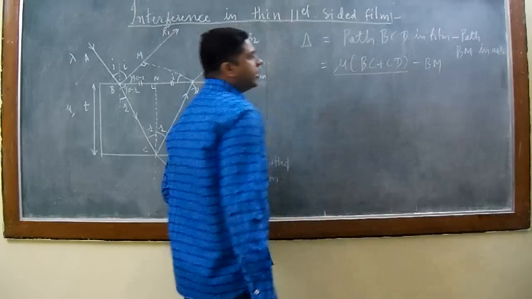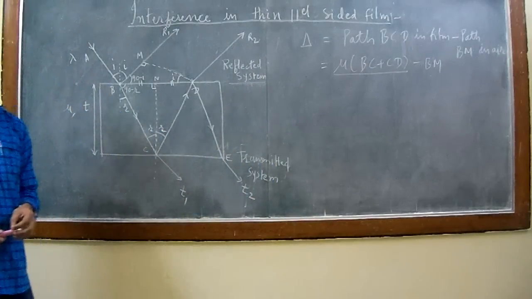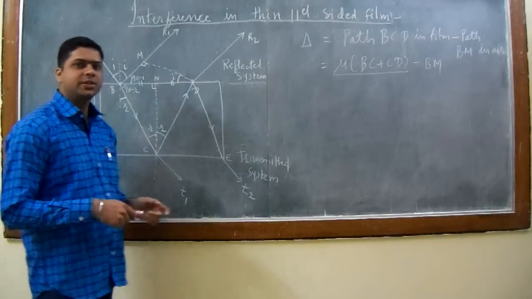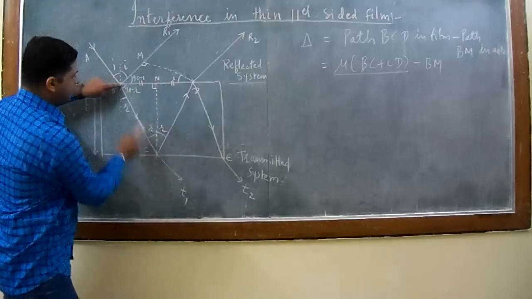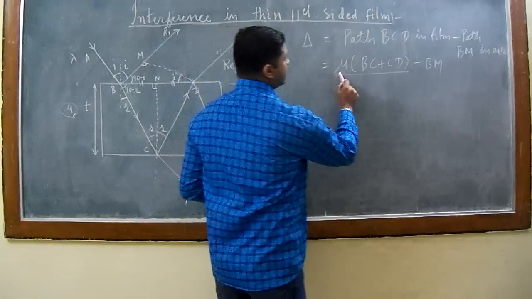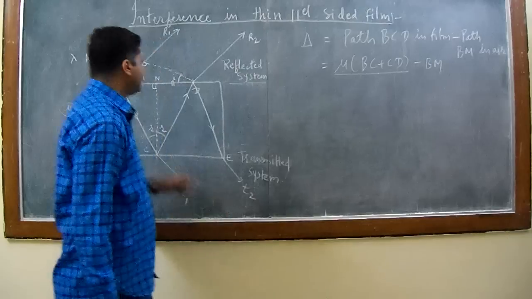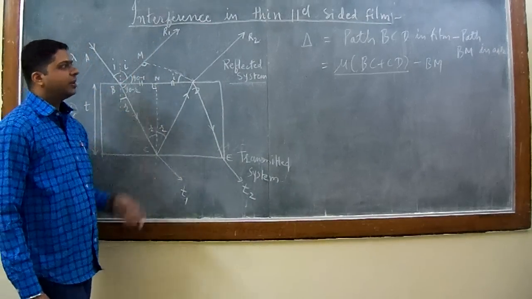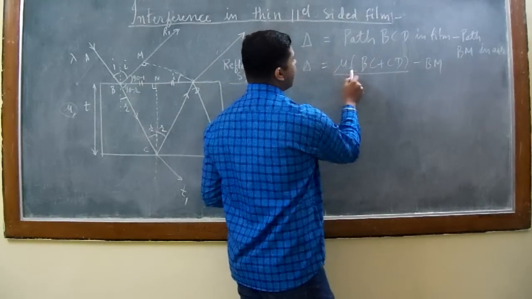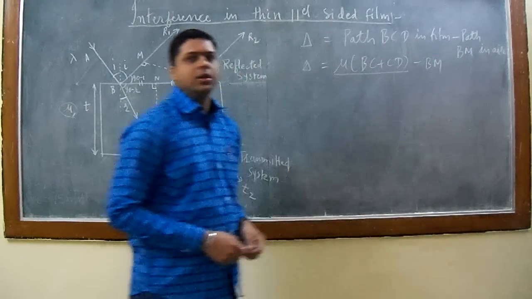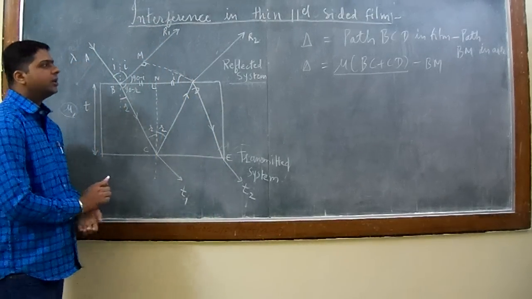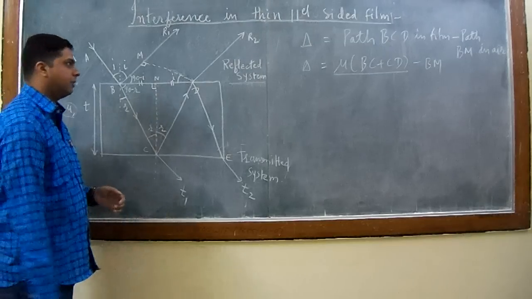We have written this mu into BC plus CD because according to the results of optics we know that whenever light travels a distance t in a medium of refractive index mu, then its equivalent optical path is mu into t. So light travels a distance BC plus CD in the film having refractive index mu, and therefore path BCD in film is mu into BC plus CD, while path BM is travelled in air, and therefore, air refractive index being 1, we get the optical path difference as mu into BC plus CD minus BM. So if we find out what BC, CD and BM are from the geometry of the figure, then we can know the optical path difference.